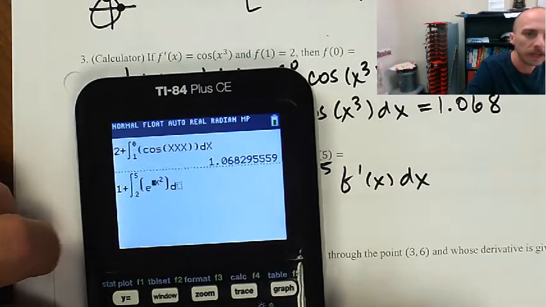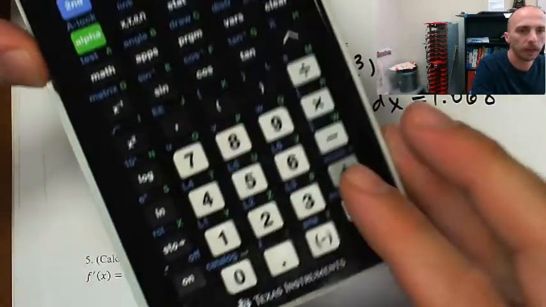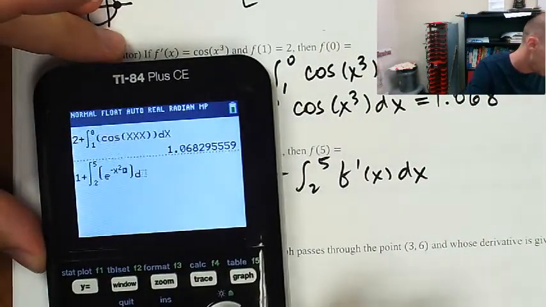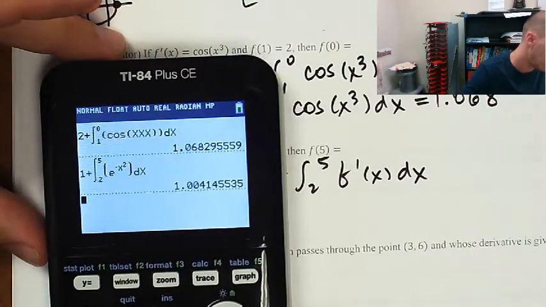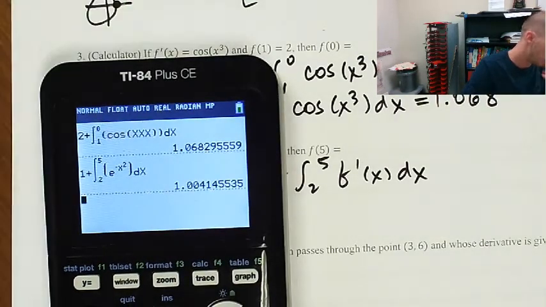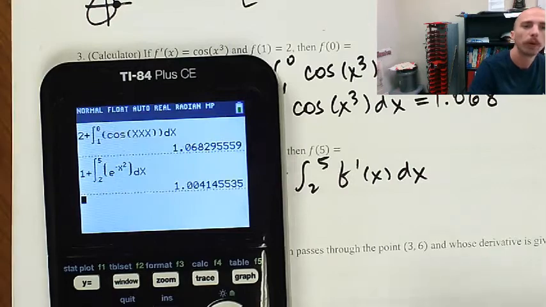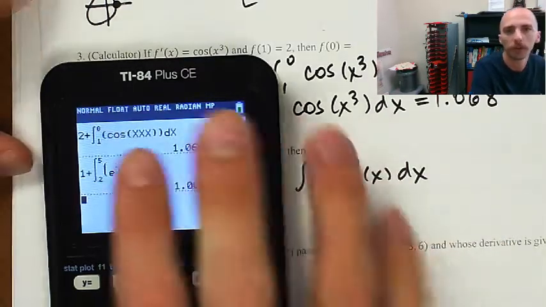And that's got to be the negative button, like there, not that minus. Okay, they're different. I know you know that, just reminding you. With respect to x, and that's going to be 1.004. Yeah, e to the negative x squared, by the time x gets bigger than like 2 or something, it's just really, really small. So it would not be surprising that it would not contribute much area.